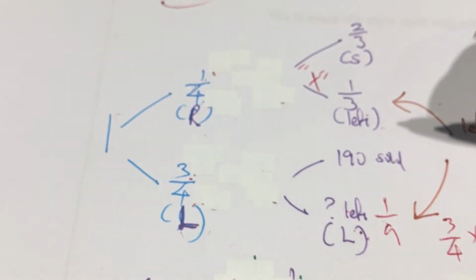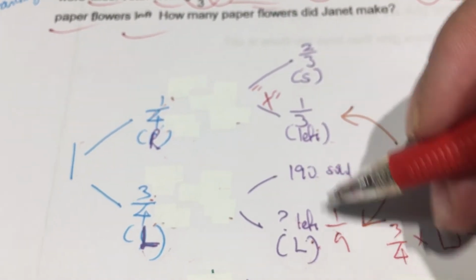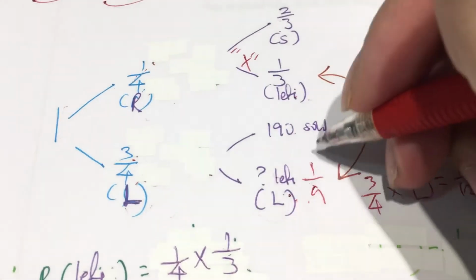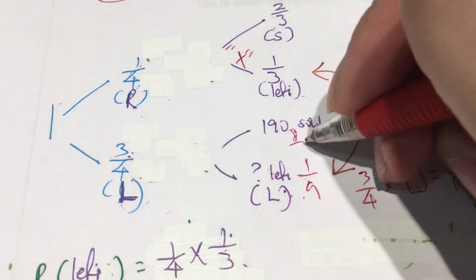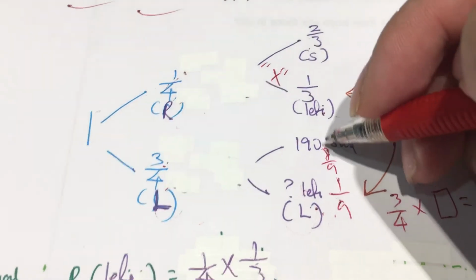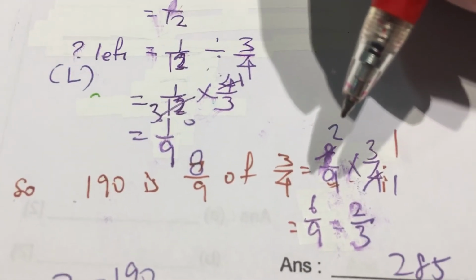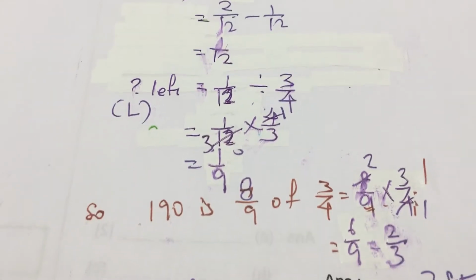And remember, this adds to this to give you 1 whole. Okay, so this is how branching works. So since this is 1/9, this will be 8/9. That means 8 units for 190. Yeah. So now we need to find how many flowers Janet made.